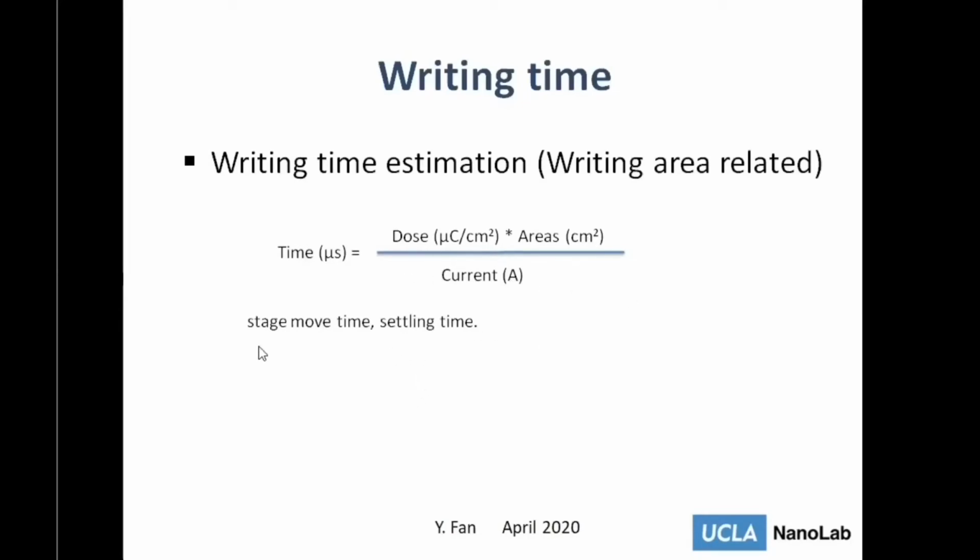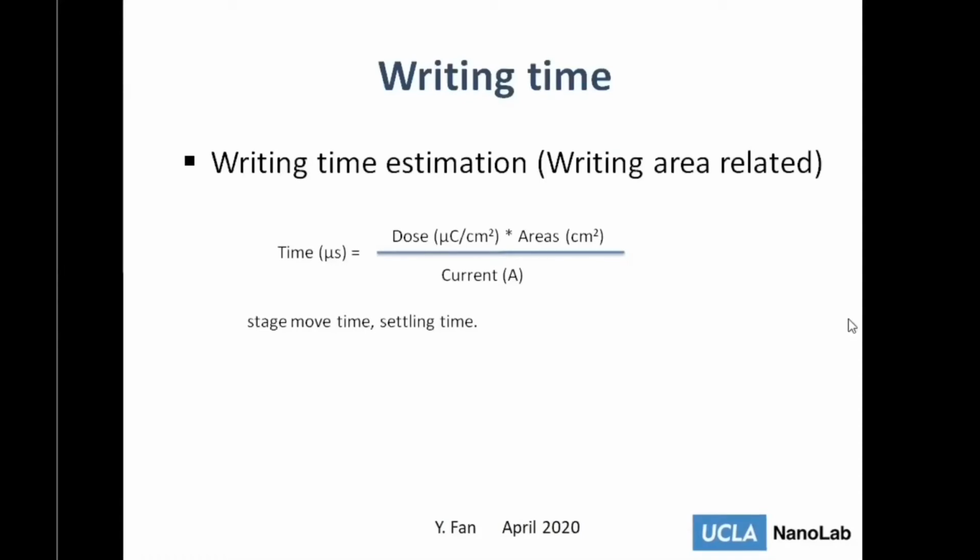But sure, we also need to consider the stage move time, stage stabilization time, and pattern generator stabilization time, which we call all together the settling time. So in general, I always ask users, if you have the design, send it to me, and according to the information you give me, I estimate the writing time. What I actually do is fracture the pattern into the tool and give you a rough estimation of the time. Okay, so by now I've talked about the Raith EBPG 5200 plus system.